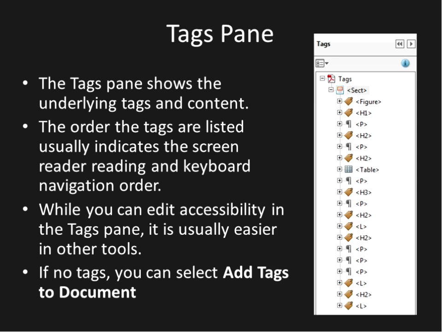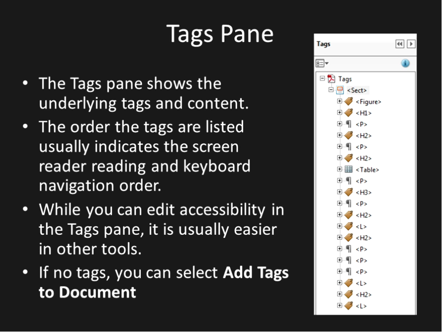I already showed the tags pane. This will show you the underlying structure in the order in which it would be read by a screen reader. You can edit that information within the tags pane. You can change the structure of the document, say make a paragraph an H2 or second level heading, all within the tags pane.